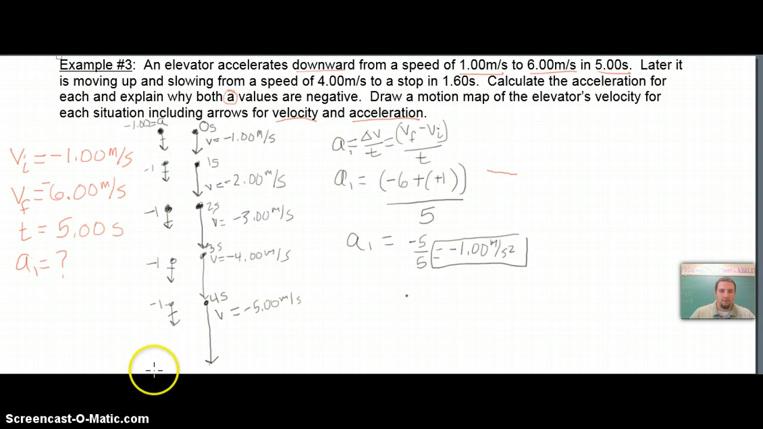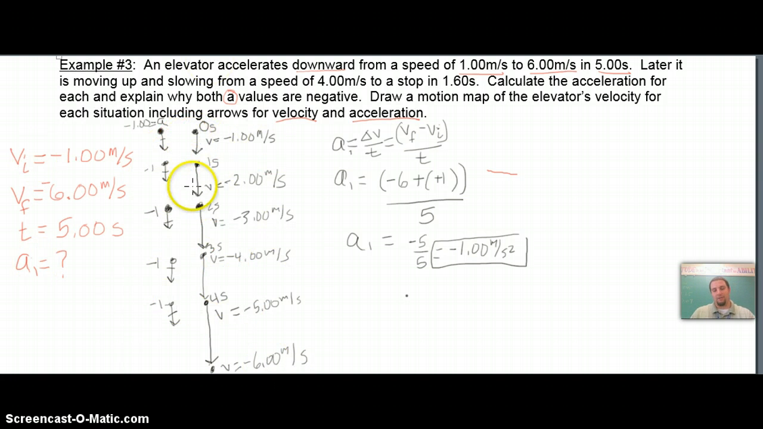-1. Okay, and then at 5 seconds, you have another one. I'm going off the screen, but you need to make this arrow longer than the previous arrow, and that will be velocity is a -6 meters every second. Okay, so this is the motion map for the first problem.